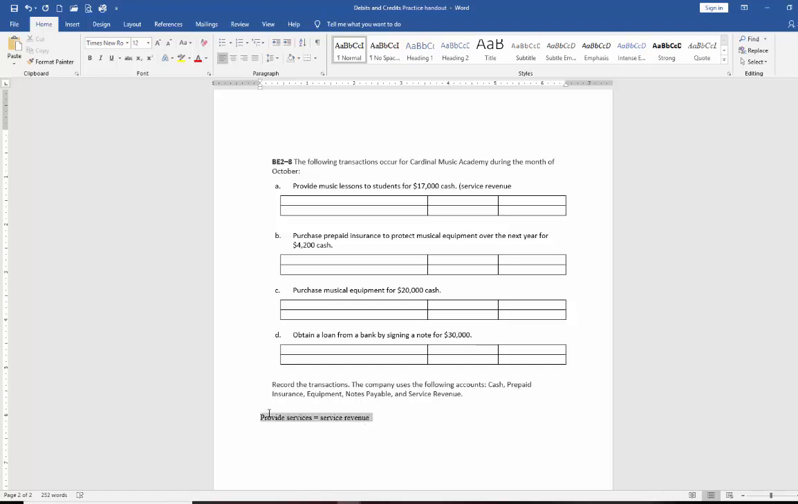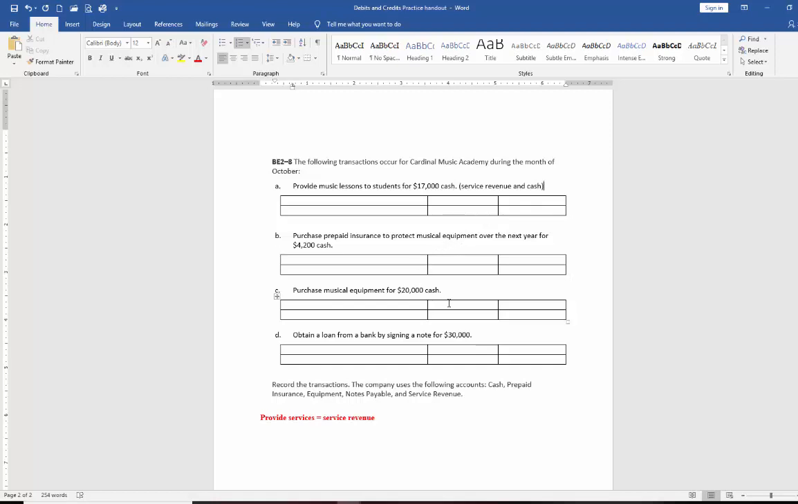Okay? Providing services equals service revenue. That will help you to remember that. Here they say provide music lessons, and the music lessons are your service. So we have service revenue, and what is the other thing? Well, here's the hint. They gave you the word. So it's service revenue and cash are the two accounts that are being affected.